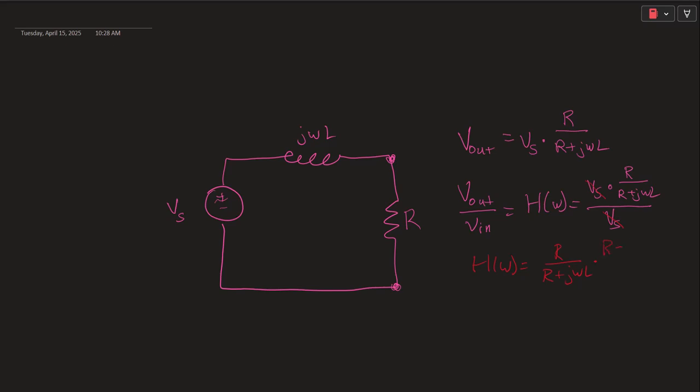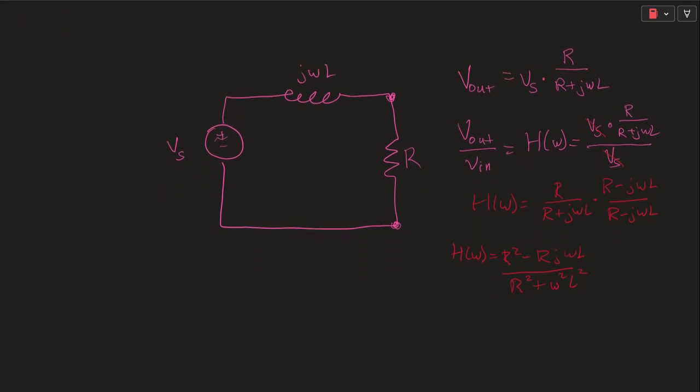I'll multiply by R minus j omega L over R minus j omega L, and I get H of omega equals R squared minus R j omega L over R squared plus, the j goes away, that was the point. So it would be minus j squared. j squared is -1, so minus -1 is 1. So plus omega squared L squared.